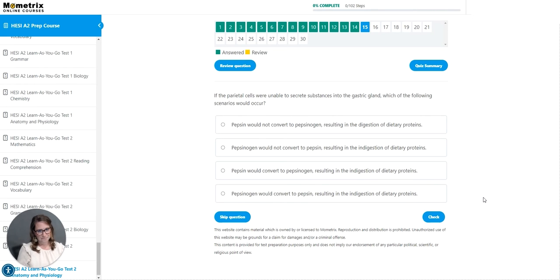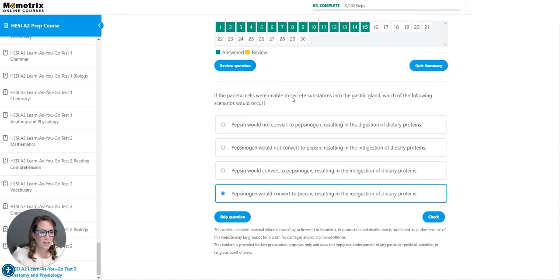Question number 15. If the parietal cells were unable to secrete substances into the gastric gland, which of the following scenarios would occur? So we have our first choice here. Pepsin would not convert to pepsinogen, resulting in the digestion of dietary proteins. Second choice, pepsinogen would not convert to pepsin, resulting in the indigestion of dietary proteins. Third choice, pepsin would convert to pepsinogen, resulting in the indigestion of dietary proteins. And last, pepsinogen would convert to pepsin, resulting in the indigestion of dietary proteins. Okay, there's a lot of words, so make sure you read them through and get them in the correct order.